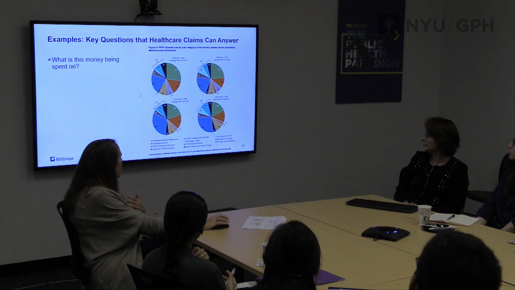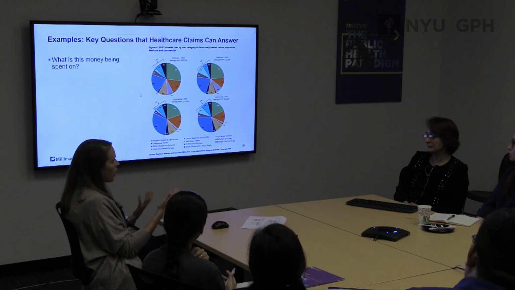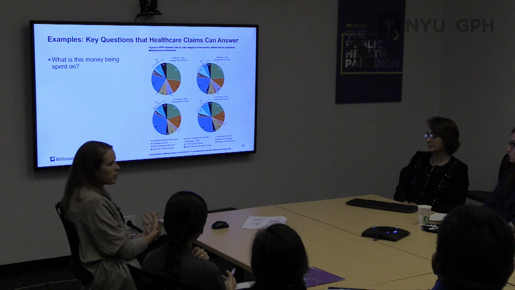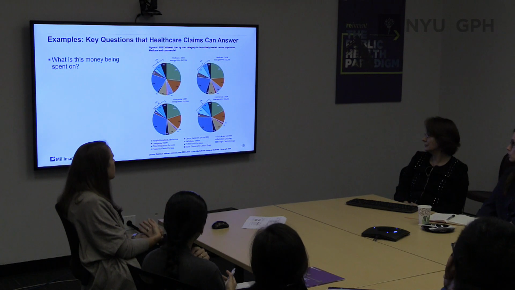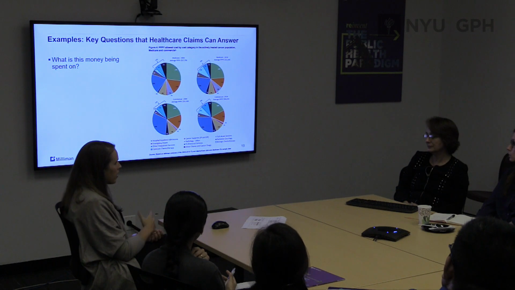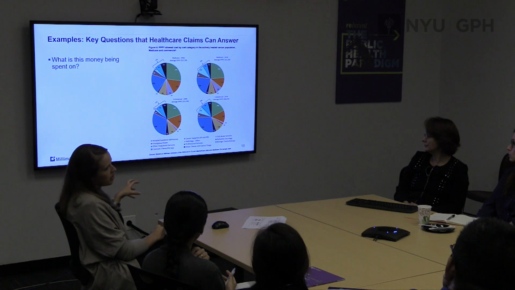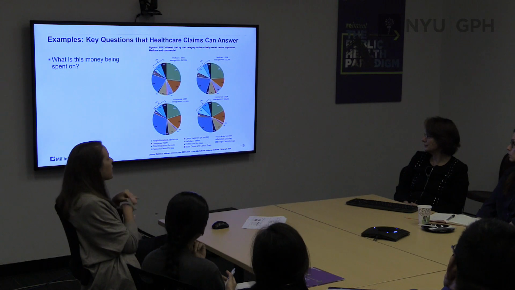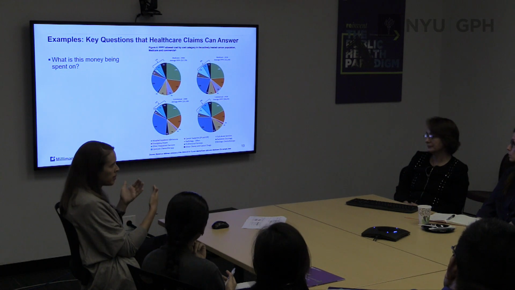And so then we say, where's that money going? So now we care about only those expensive patients, the actively treated cancer population. What are we spending that money on? So this is where we went into the claims and actually divided all the claims into categories and said, what was this money spent on?